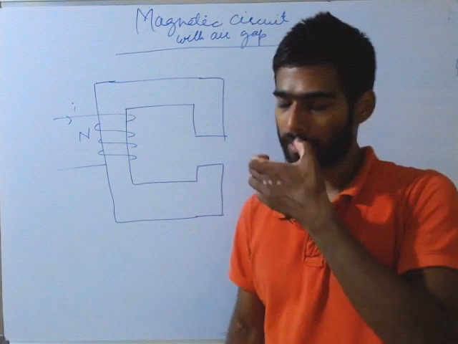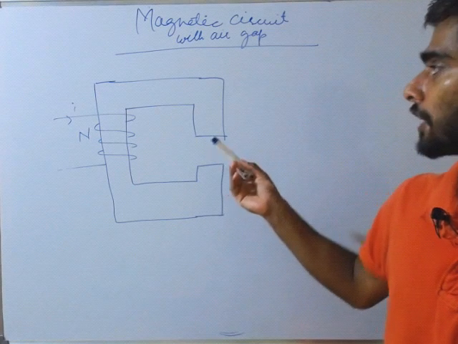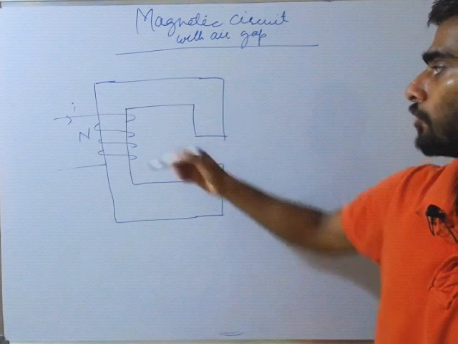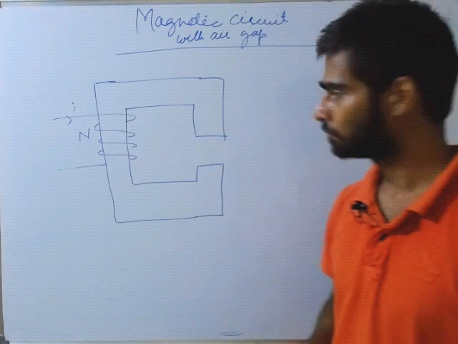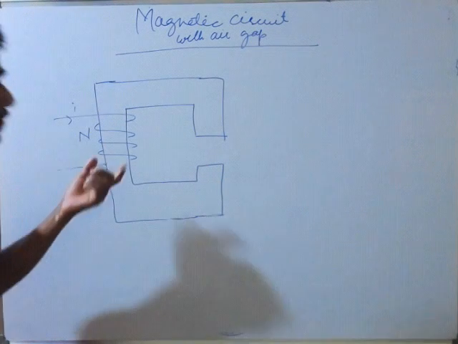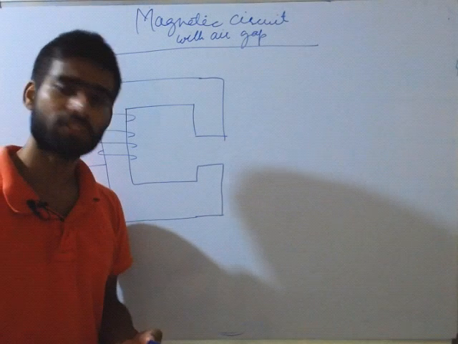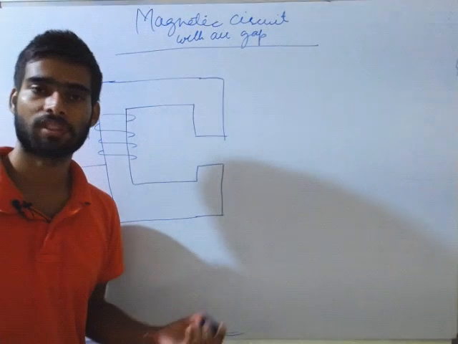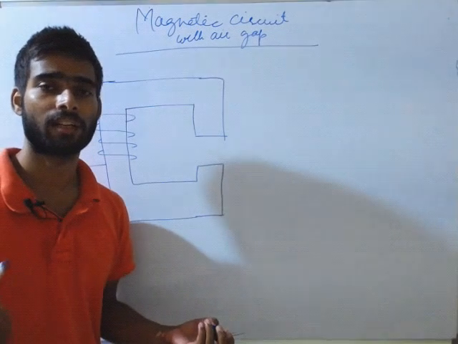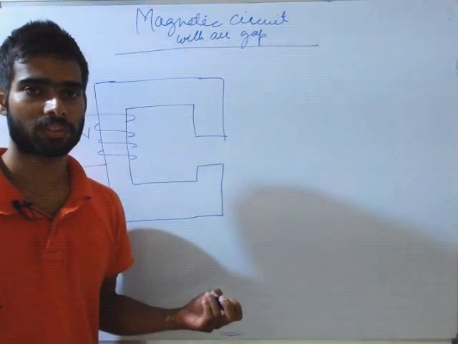Hello friends, here we will discuss the magnetic equivalent circuit of this arrangement with air gap, this core with air gap. Before moving on, I want to discuss one point, that fringing effect. What is fringing effect? Generally in the questions it is given that fringing effect can be neglected. So we should know about it.